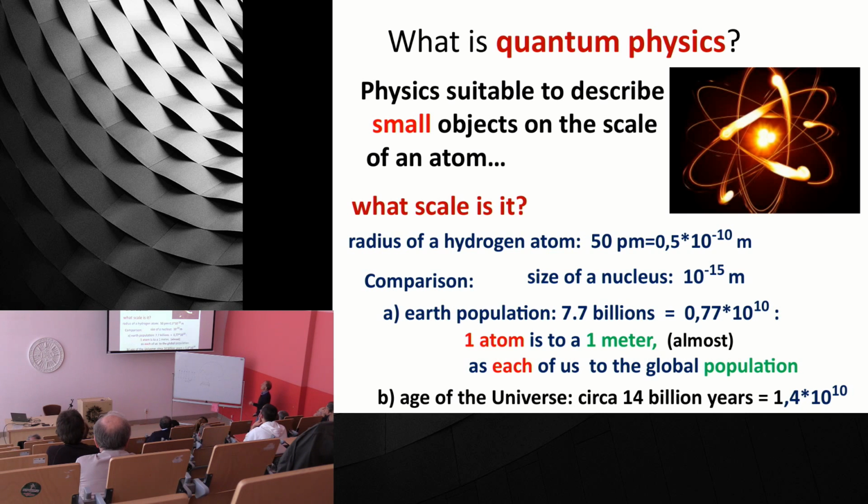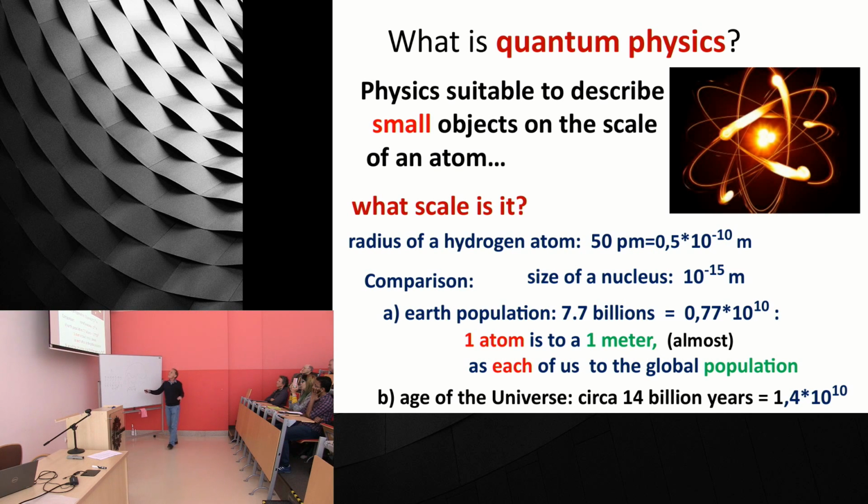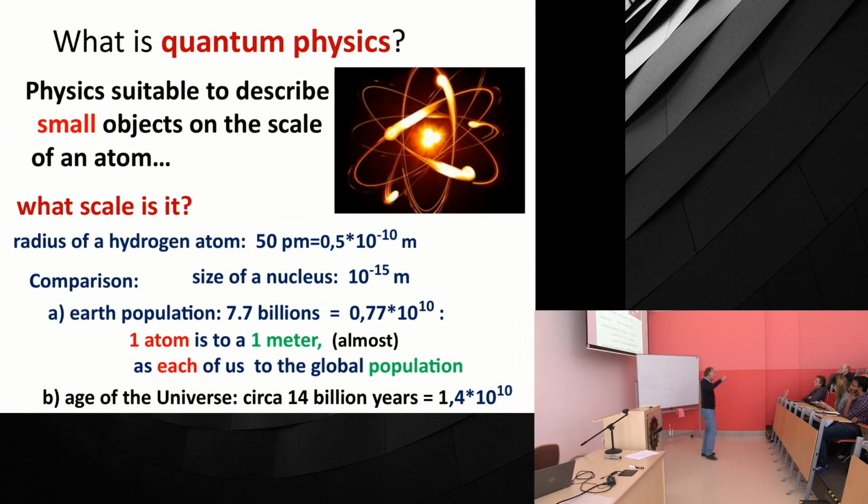To give you a kind of idea, I found the following comparison. You know, the population of Earth is about 7 in Polish milliards, in German also, in English billions, 0.77 times 10 to the 10. So if one atom you compare to 1 meter, it is almost like each of us to the global population. So you see, there are many people on our Earth, and the comparison of atom to 1 meter is like each of us to the global population. Also, the age of the universe is about 14 billion years. So in a sense, we know what 1 year of time is.